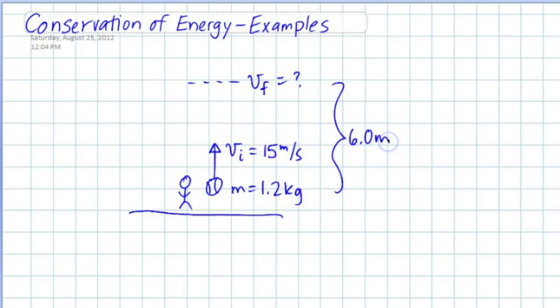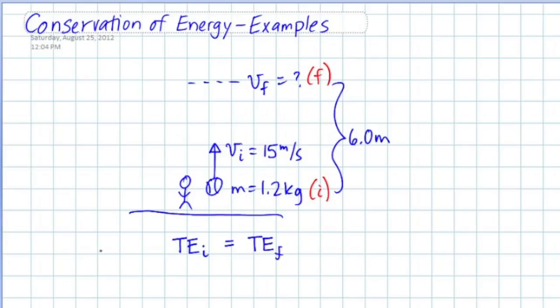6.0 meters. Okay, so the way that we would apply conservation of energy is first we would write down the basic idea, which is that the total mechanical energy initial is equal to the total mechanical energy final. And then what we have to do is determine what kind of energy it has at each point. And to make this a little bit clearer, we'll say that when you've let go of the baseball and it's traveling upwards, that's the initial point, and then when it's gone 6 meters upwards, that's the final point.